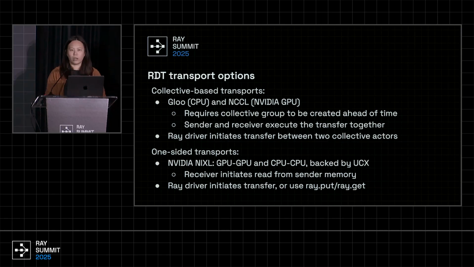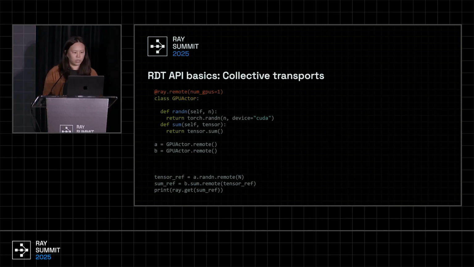We also support NVIDIA NIXL for one-sided transport. What this means is that instead of having the sender and receiver both execute the transfer at the same time, in this case it's one-sided, meaning that either the sender or the receiver can initiate the transfer on their own. And so in this case, we support 2 kinds of patterns. One is the case where you have a Ray driver coordinating the transfer, and the other case is a direct ray.put on one actor and then a ray.get on another. So let's see what this looks like.